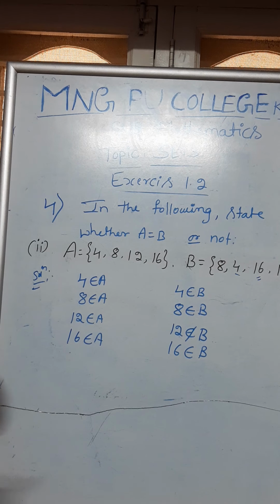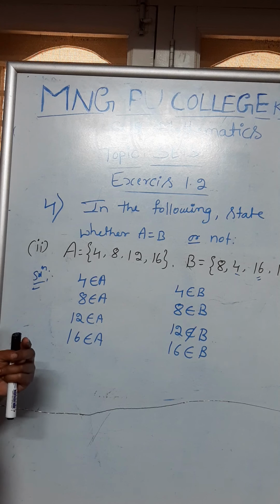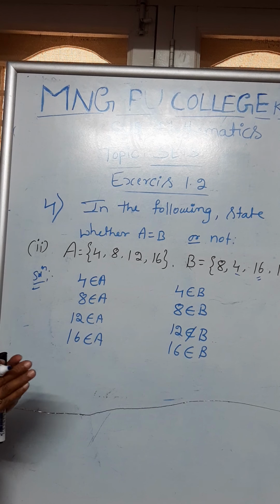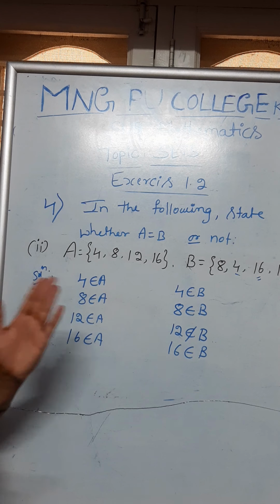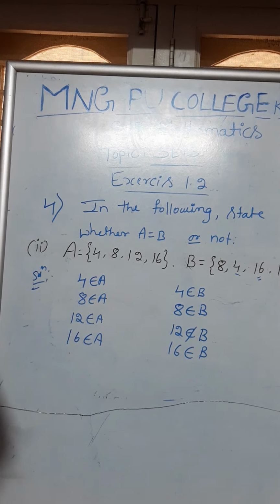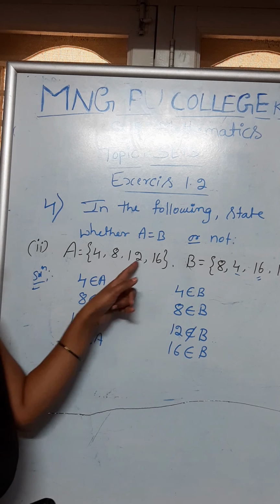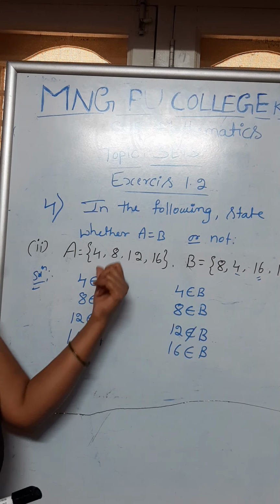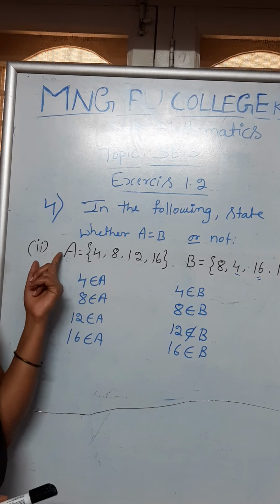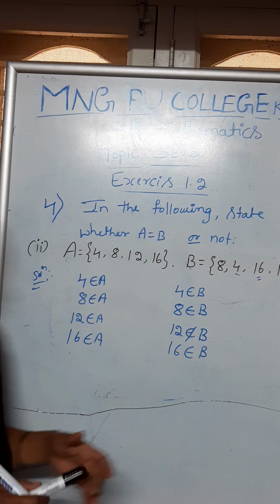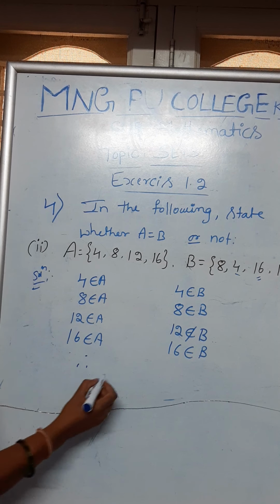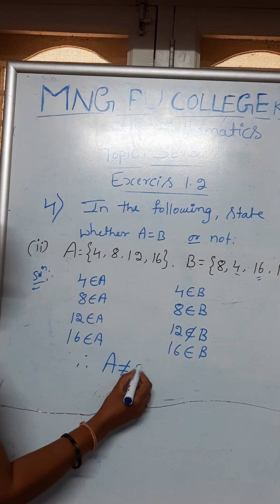So 4, 8, 12. So at least when we compare both sets, if we get at least one element different in the two sets, then those sets are not equal. So here one element is different in these two sets. No, 12 is there in A, but 12 is not an element of set B. Therefore the given sets are unequal.